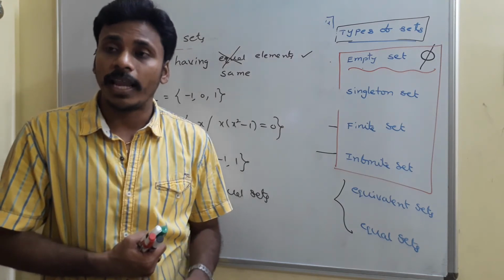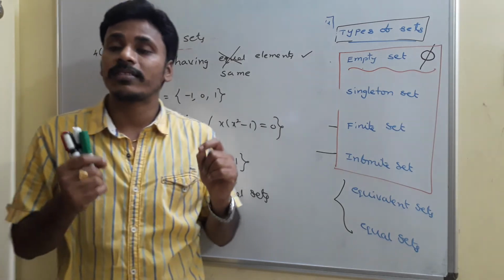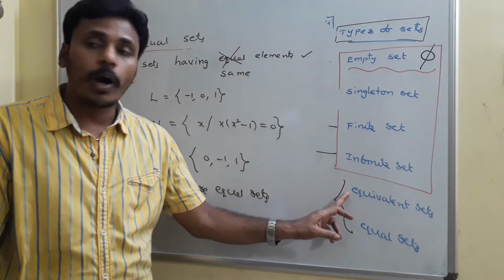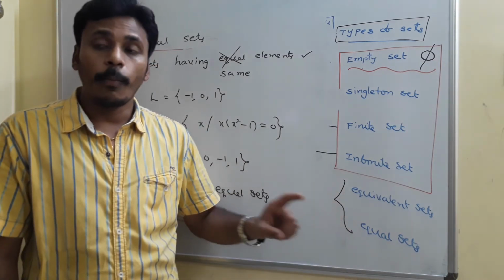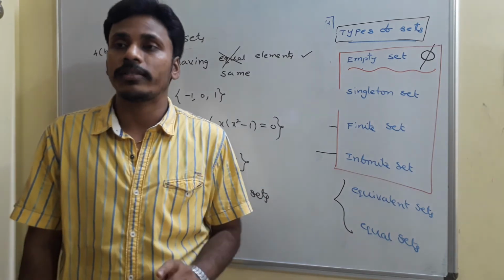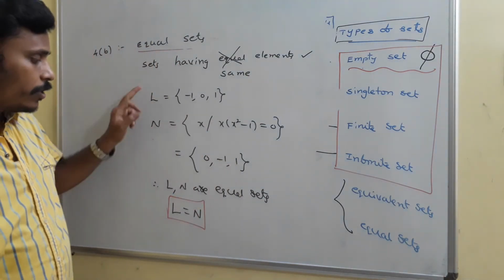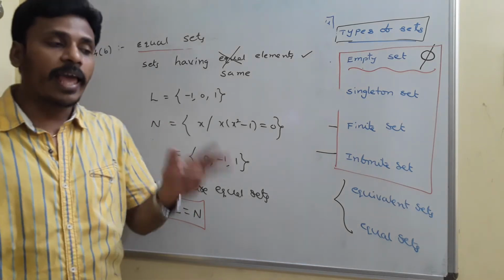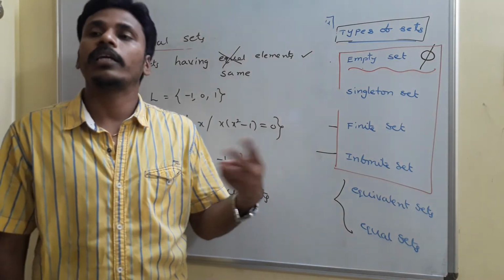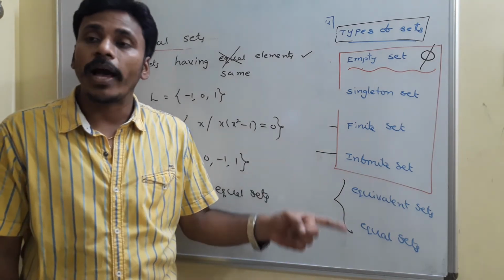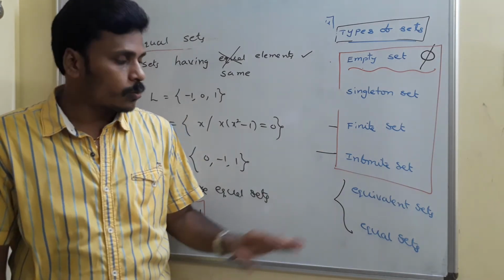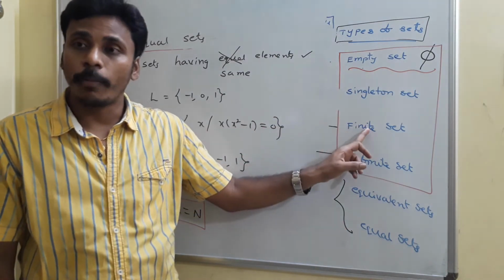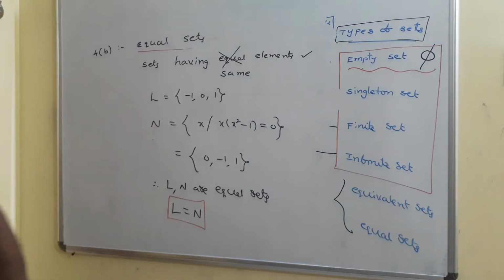Since two sets are equivalent, those two sets have the same number of elements, but they don't have the same elements. So equivalent sets are not equal. But if you have two equal sets, like this L and N, these two are equal, and they are equivalent also. In the sense, every pair of equal sets is equivalent, but equivalent sets are not equal. That's one observation from here. And from there, the empty set and singleton set are also mentioned as finite sets. I will give you those observations now.